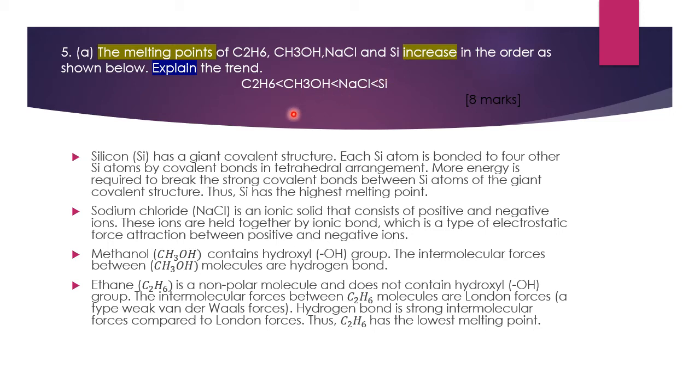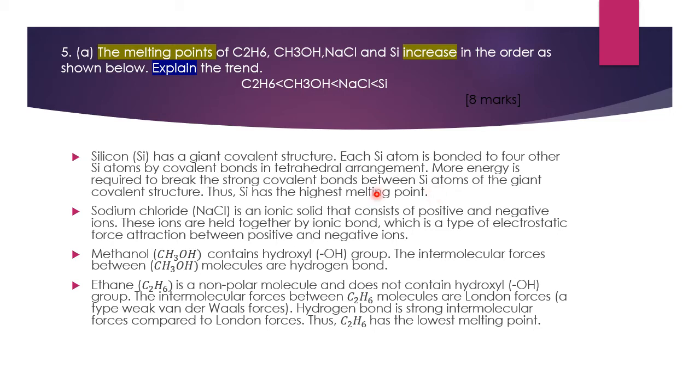Alright, for the answer, the first point is silicon has a giant covalent structure. Each silicon atom is bonded to four other Si atoms by covalent bond in tetrahedral arrangement. More energy is required to break the strong covalent bonds between silicon atoms of the giant covalent structure. Thus, silicon has the highest melting point.